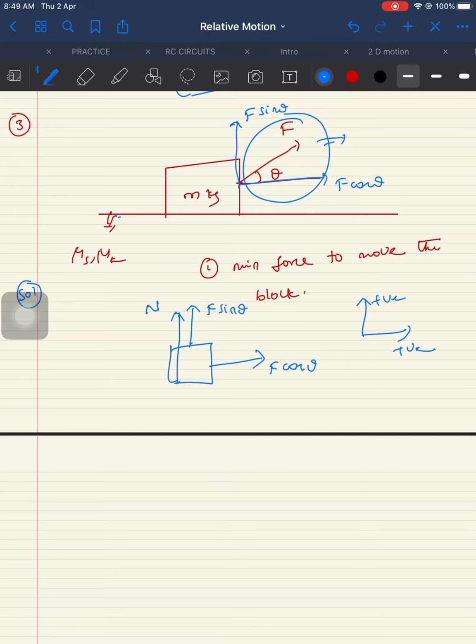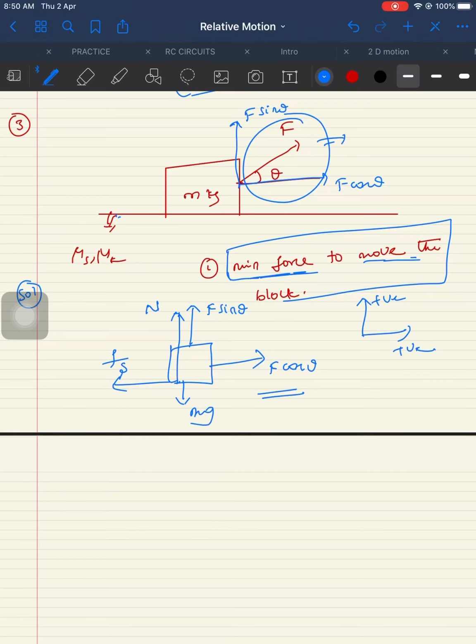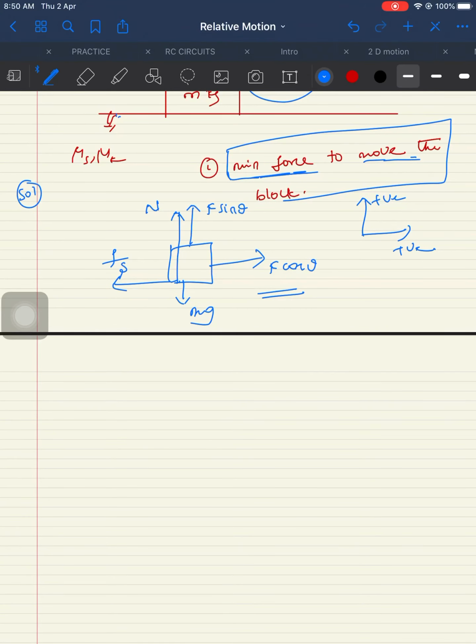The body is trying to go in the right direction, so the friction will act in the backward direction. What kind of friction is it, static or kinetic? It depends on our question. Minimum force to move the block means it's on the verge of moving. So it's static friction, because as I said already, when the body is not moving or on the verge of moving, or moving with constant velocity, static friction is applied. Now the downward force is mg, a non-contact force. Now we'll write the equation.